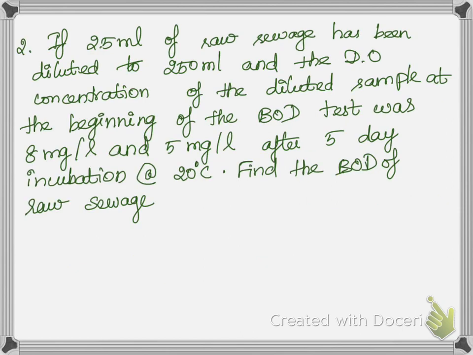Next problem: if 2.5 ml of raw sewage has been diluted to 250 ml and the DO concentration of the diluted sample at the beginning of the BOD test was 8 milligram per liter and then 5 milligram per liter after 5-day incubation at 20 degrees Celsius, find the BOD of raw sewage. This is the problem given to us. Here also we are going to determine BOD5, using the same formula: oxygen consumed into dilution factor.